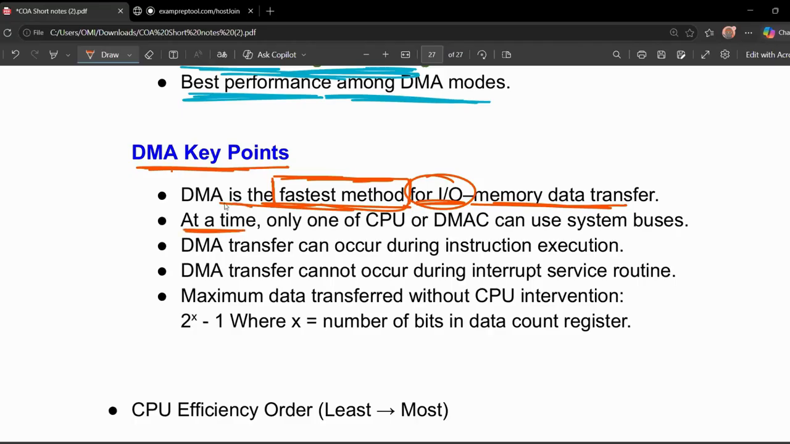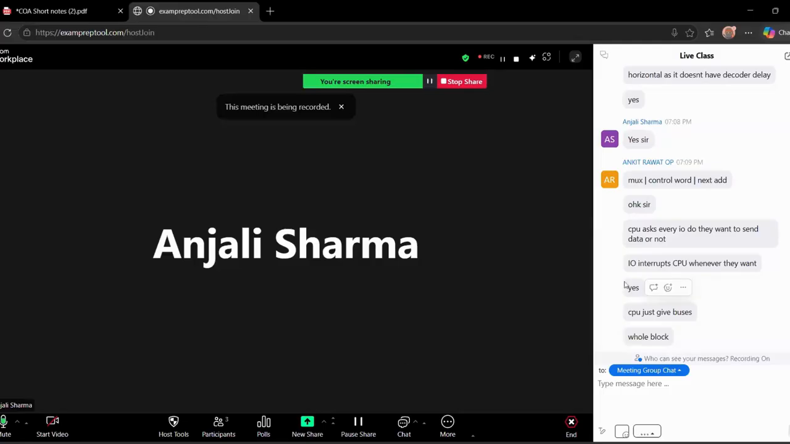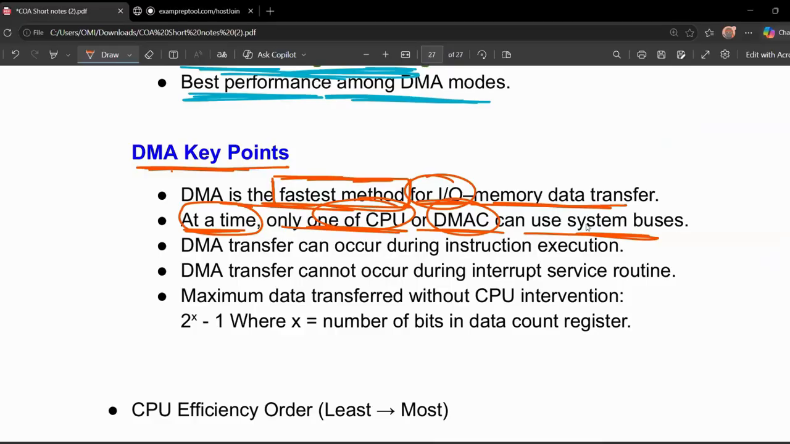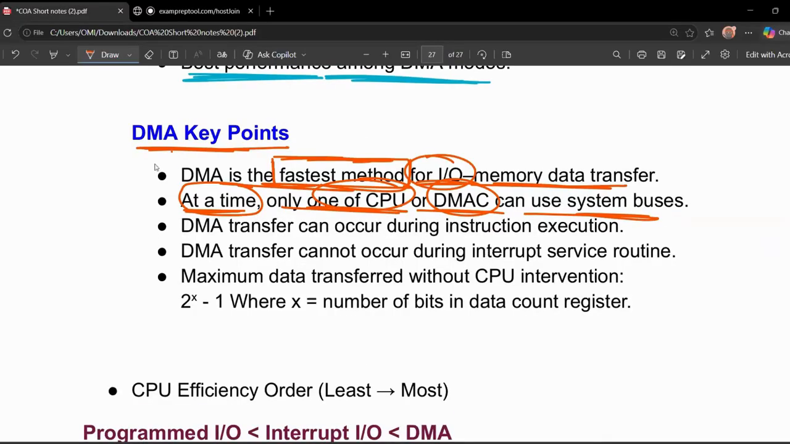Now at a time, only one of the CPU or the DMA controller uses the system buses, because if DMA has to transfer the data, it will stall the bus. And a DMA transfer can occur during instruction execution, as soon as I/O comes. Now, a DMA transfer cannot occur during the interrupt service routine.